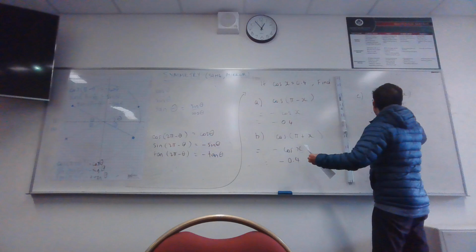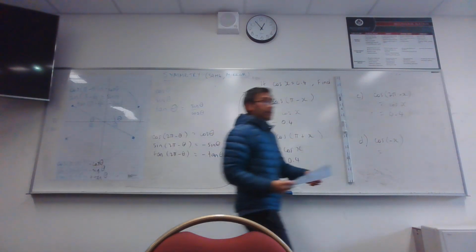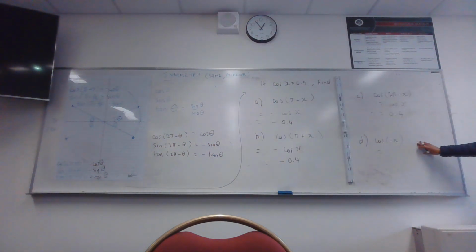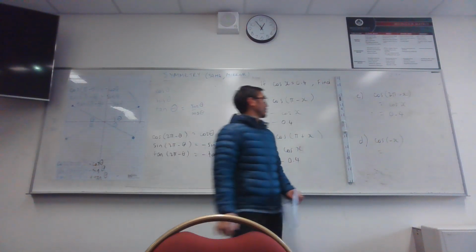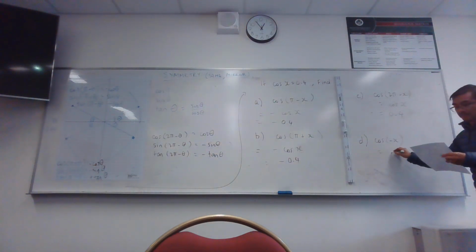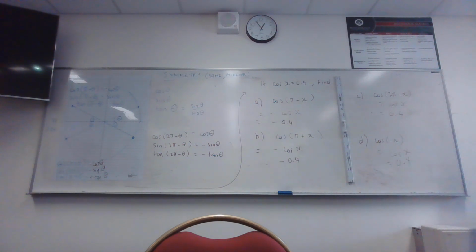I'm just writing out the middle steps so you know what's going on. And Zach, cosine negative x. Which quadrant? It's the exact same thing. Why, Zach, why is it the exact same thing? Because 2 pi is 0. Yeah, it's the same. Okay, 0.4.